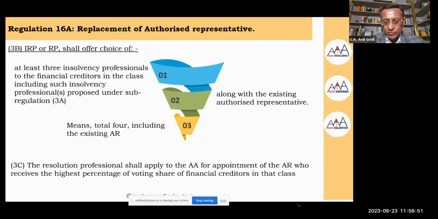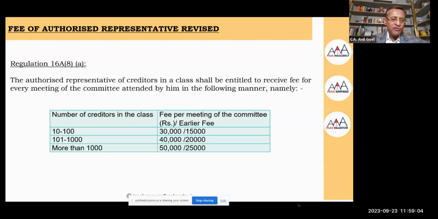So this is also something which is not very clearly mentioned, although it is mentioned that the existing will also be added. So I could understand that it is 3 plus existing which will go for voting. The fee for the authorized representative has been increased. It has been doubled. From 15 it has been made 30, from 20 it has been made 40, from 25 to 50 for each meeting.